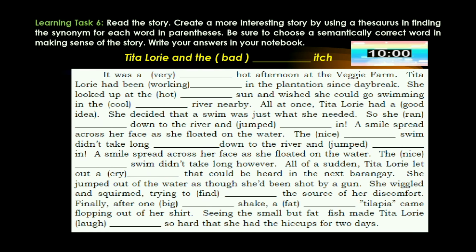So this time, kids, we will have learning task 6. Read the story. Create a more interesting story by using a thesaurus in finding the synonym for each word in the parentheses. So be sure to choose a semantically correct word in making sense of the story. So you may write your answers in your notebook. You are given 10 minutes to do this activity. Go!